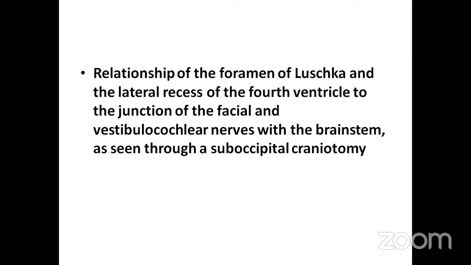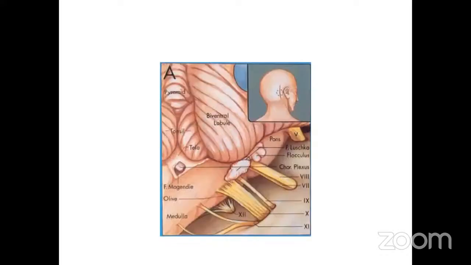Now we will be discussing the relationship of foramen of Luschka and lateral recess of fourth ventricle to the junction of facial and vestibulocochlear nerve with brain stem through a suboccipital approach. This is the inset. The straight line is the incision. The dotted line is the craniotomy.